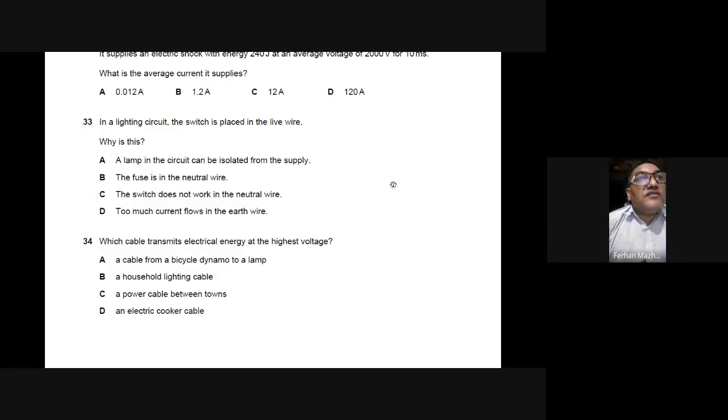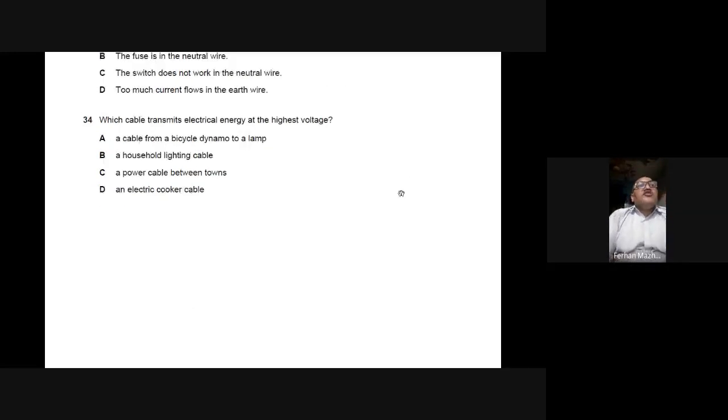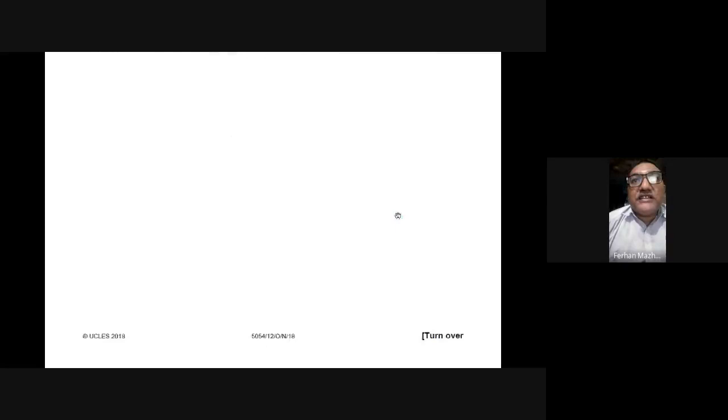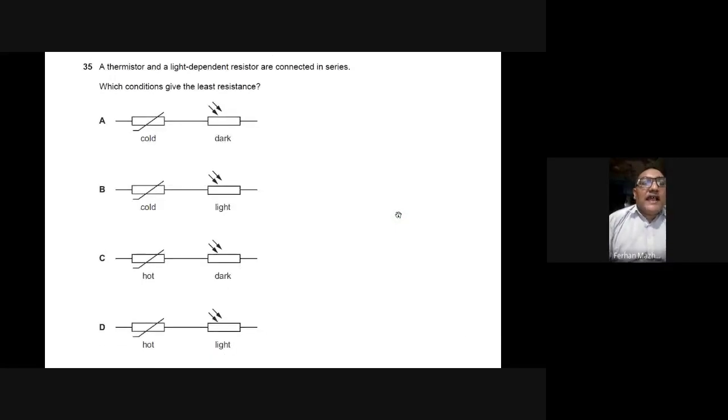Question number 34 is on your screen. Which cable transmits electric energy at the highest voltage? The cables which are transmitting electricity from the power station to our homes, to our towns, have very high voltage. So a power cable between the towns could be the right option. Question number 34, C is the option. Those cables which are transmitting the electricity to our towns have very high voltage in them.